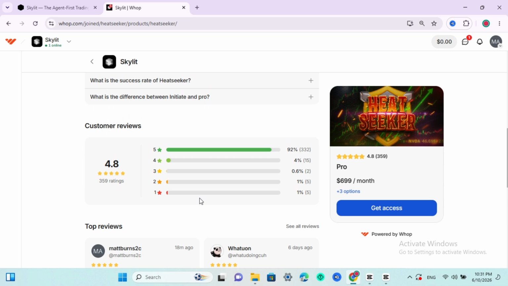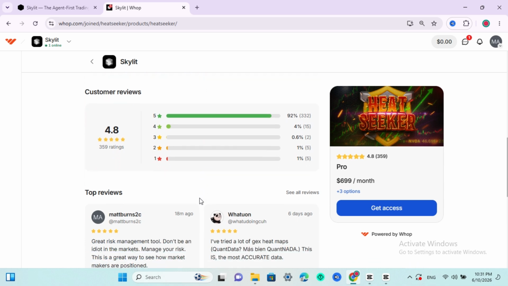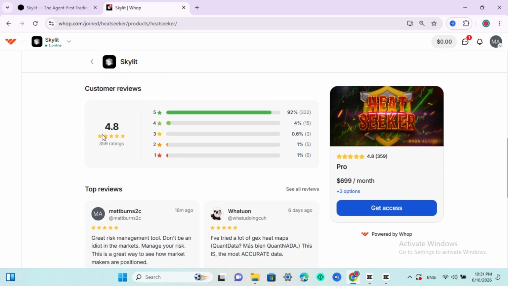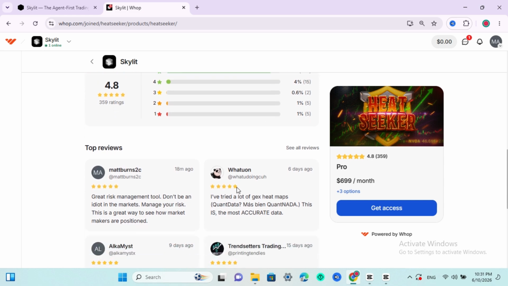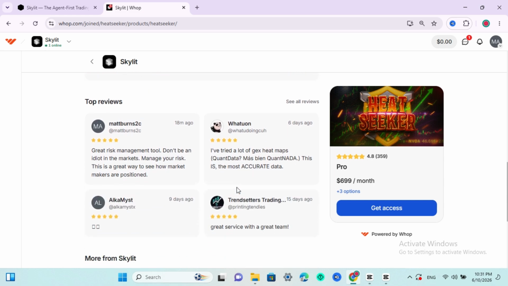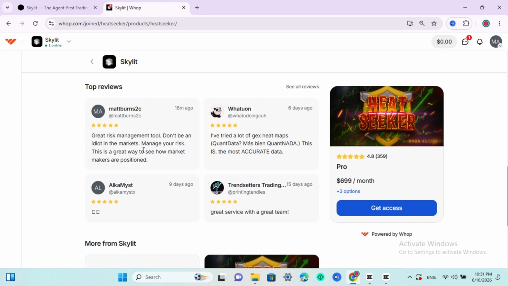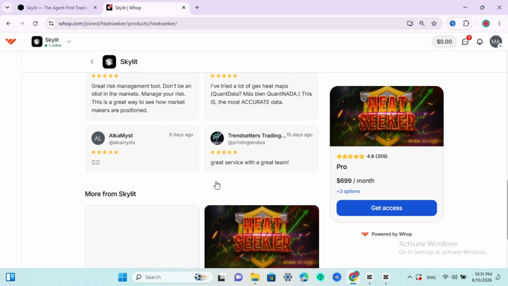Do you think a fraudulent platform could maintain a 4.8 out of 5 rating based on 358 reviews? Do you think that 92% of all users gave the platform a full 5-star rating? When we look at the review breakdown, we notice that the vast majority of users gave the highest possible rating, while negative reviews are barely noticeable. Let's read one of the comments. I have tried many market analysis tools, but this platform has the most accurate data.